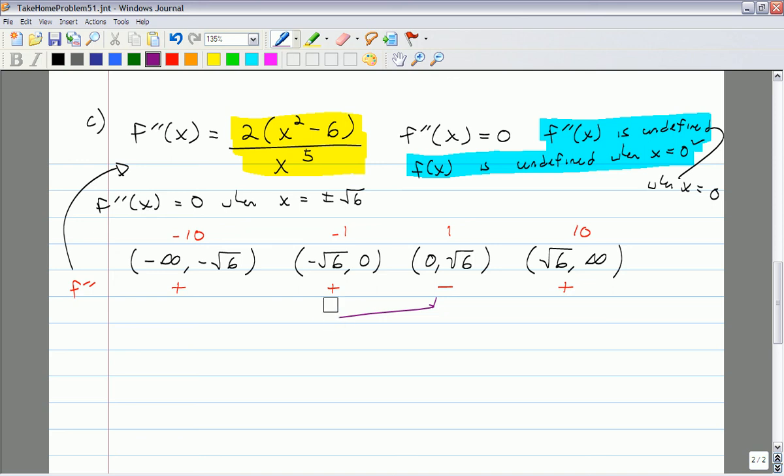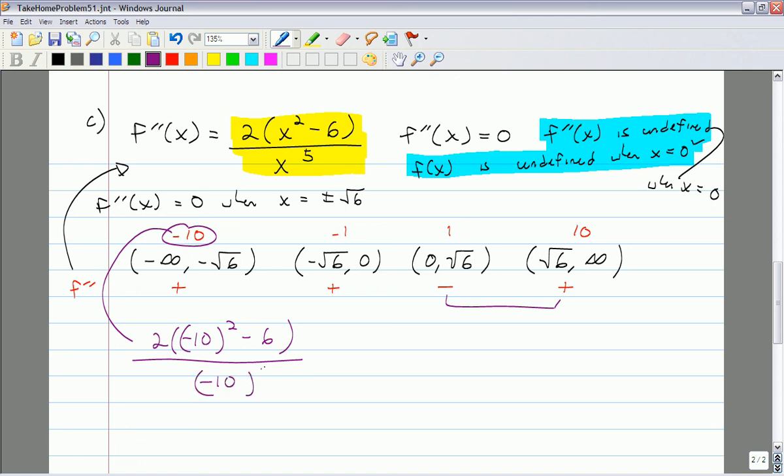inflection point. It looks like our sign change happens right here, and I'm going to go back and double check this negative 10 real quick. Negative 10, yeah, that's a positive up top and a negative down below. Oh, so I did miss that. It's simple math there, right? I have 2 times negative 10 squared minus 6 over negative 10 to the 5th. That's going to give me a positive result over a negative result. So this should have been a minus right here.